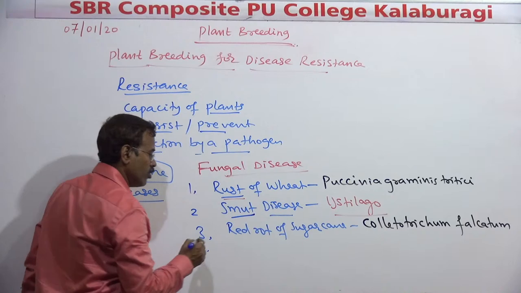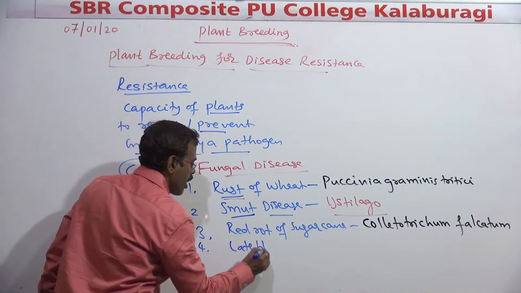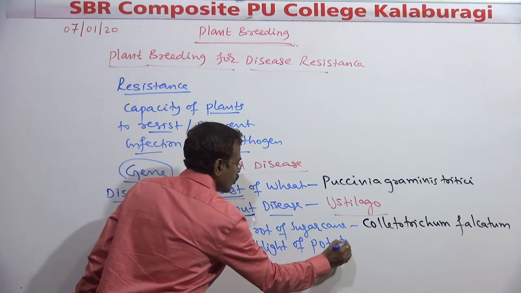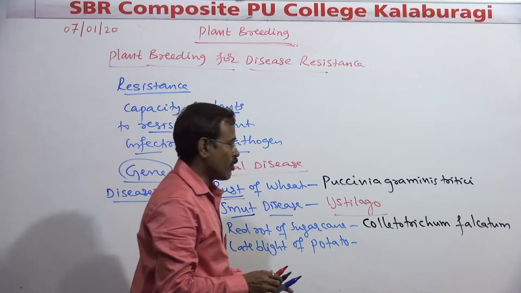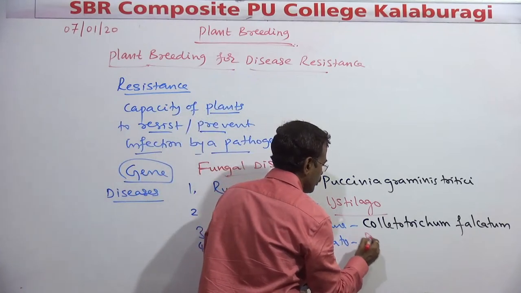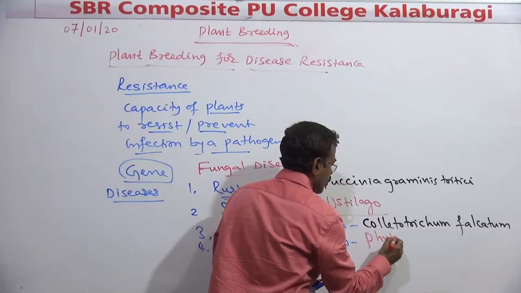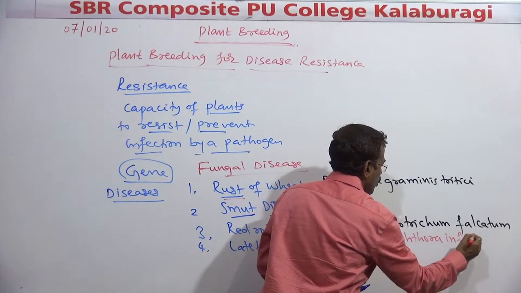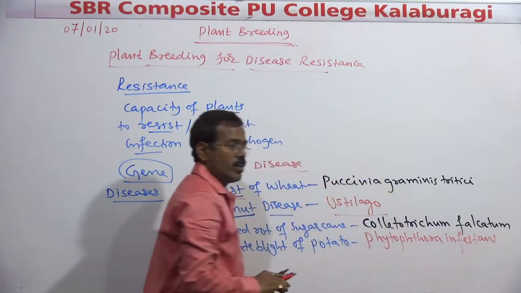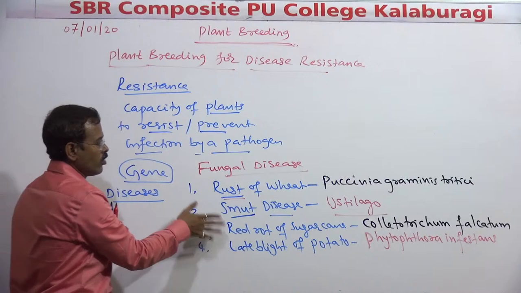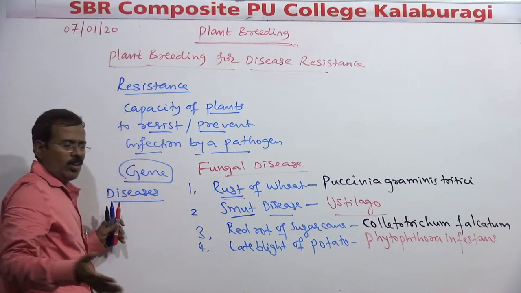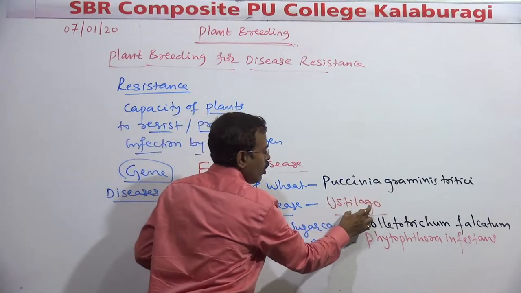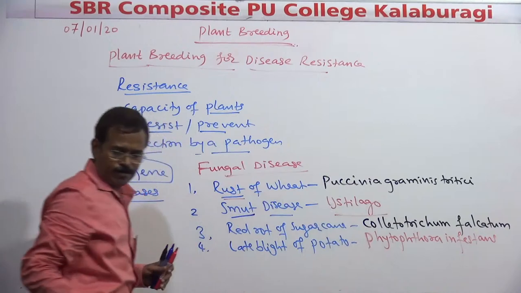Another example we can have is late blight of potato. It is caused by Phytophthora infestans. So these are some of the fungal diseases. Other diseases are also caused. A few examples you have to remember, the fungal diseases and their causal fungi.